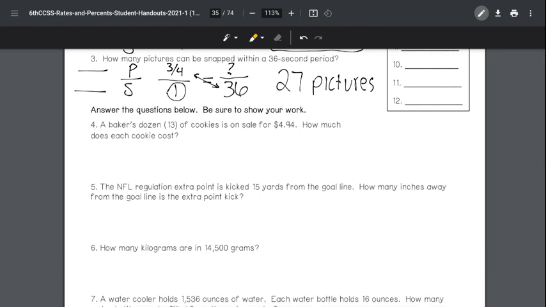Answer the questions below. Be sure to show your work. Very important. That's how you get partial credit. If you just have a wrong answer and there's no work, you get 0 points.